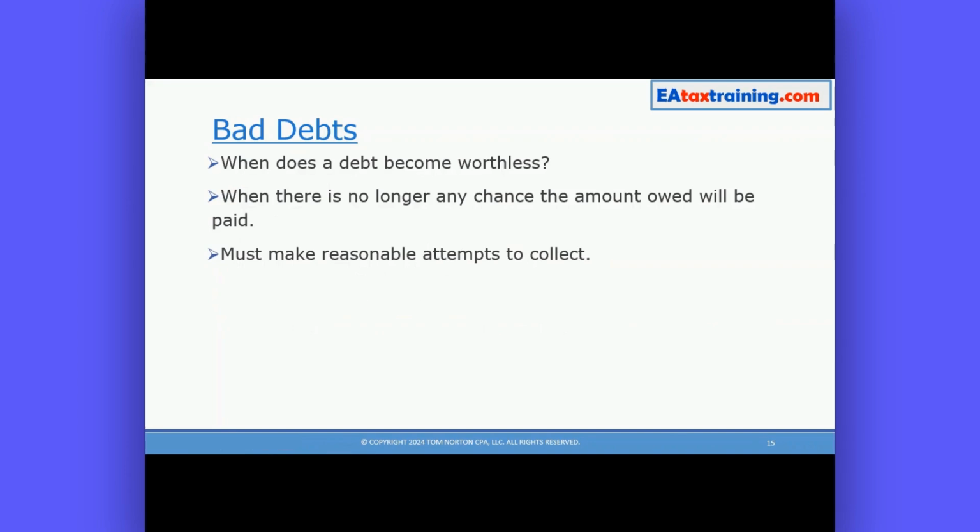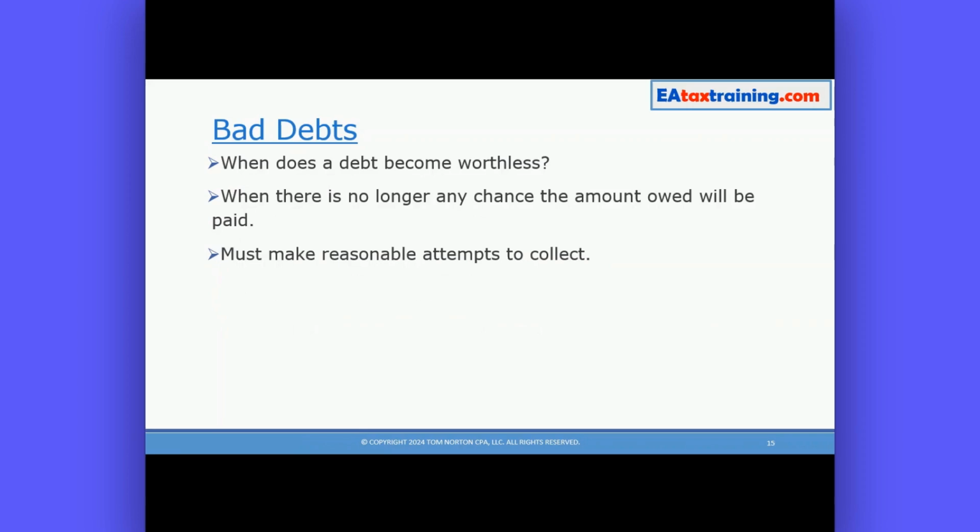Next, we need to know, when does a debt become worthless? And the answer is when there is no longer any chance the amount owed will be paid, and you must make reasonable attempts to collect. So you have to be able to show the IRS not just that, well, we don't think we're going to get our money back, or it's not likely, but that there's no chance that you are getting it and that you've made reasonable attempts to collect.